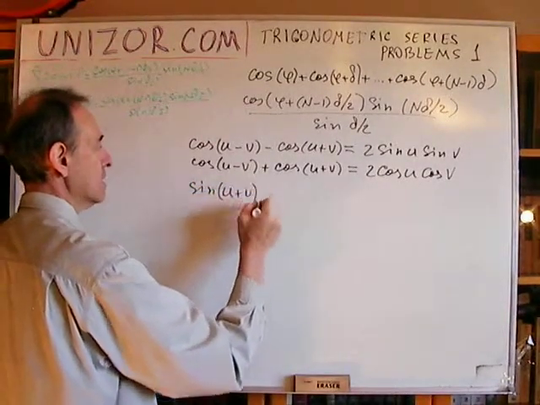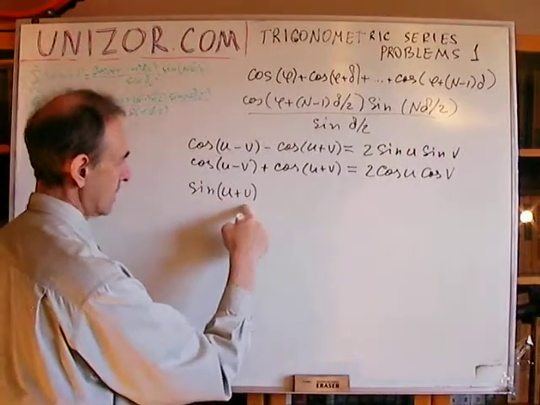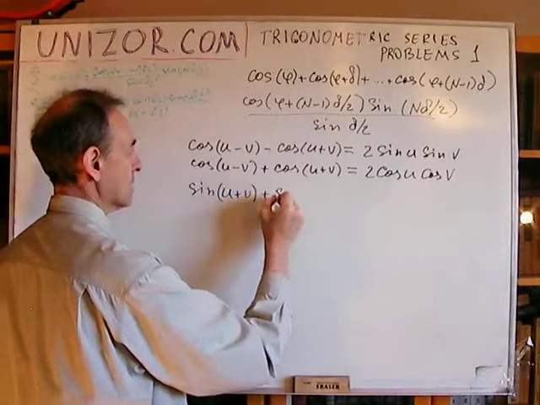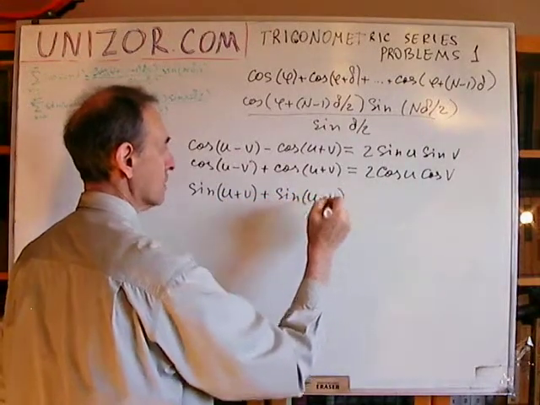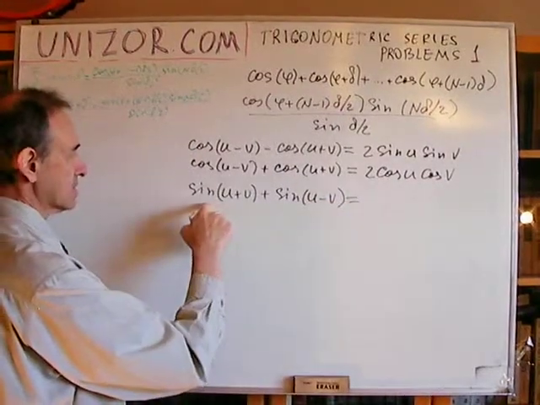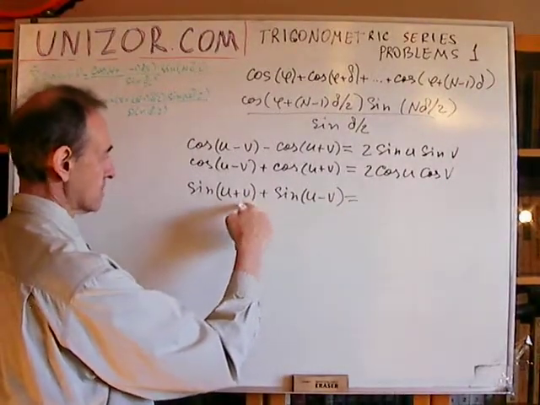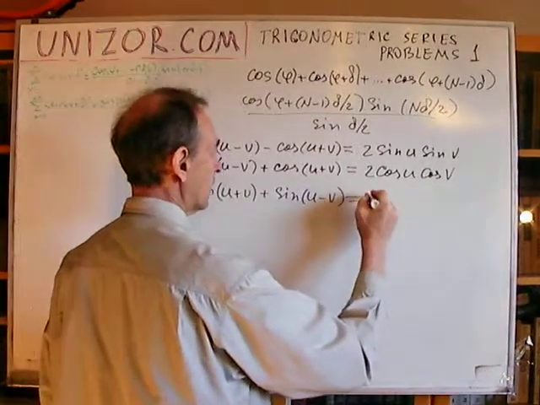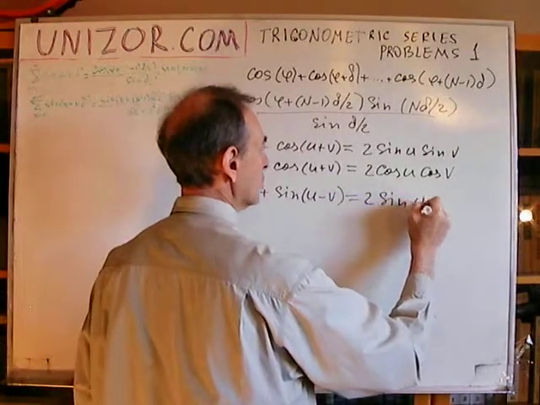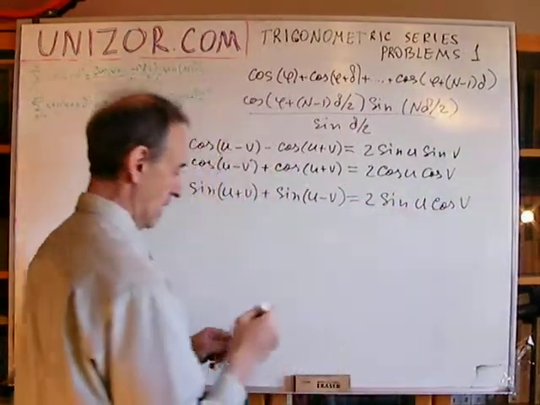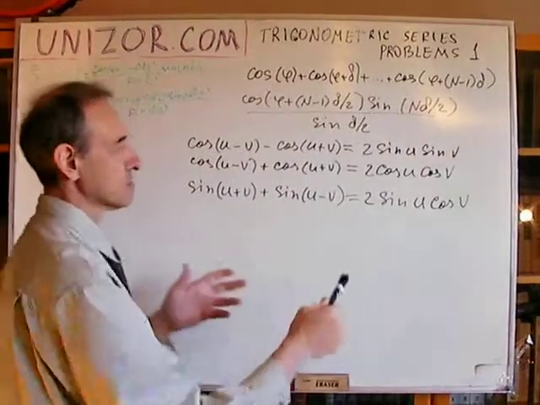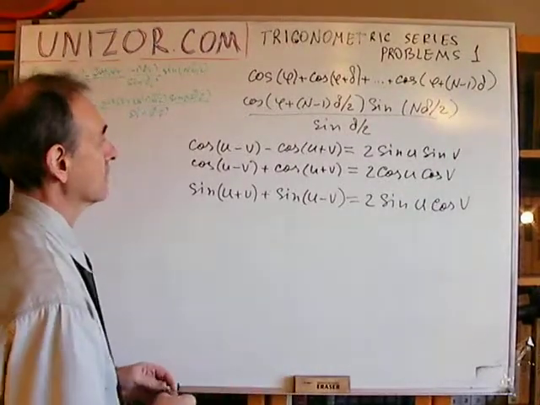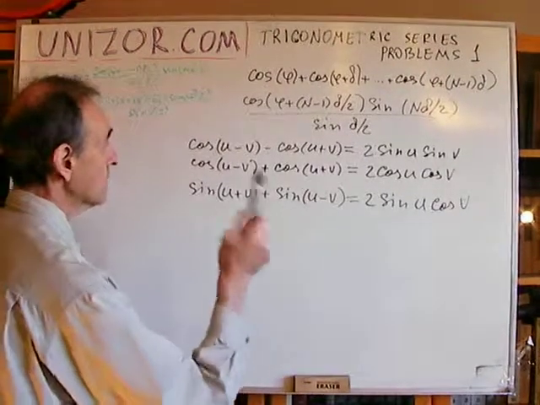Sine of u plus v is sine u cosine v plus cosine u sine v, right? Now, if I add sine of u minus v, what will I have? This is sine cosine plus cosine sine, and this is sine cosine minus cosine sine. So what I will have is 2 sine u cosine v. So basically these are transformations which I used in the previous lecture, and they are kind of trivial identities.